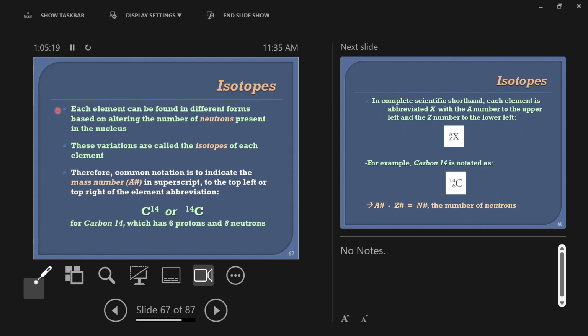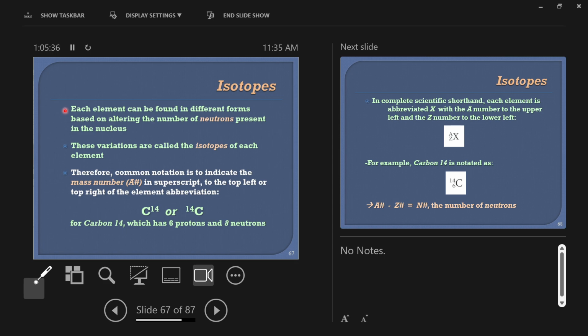Now, each element can be found in different forms. So there can be carbon with many different versions of itself. All of these different versions of carbon will have how many protons?